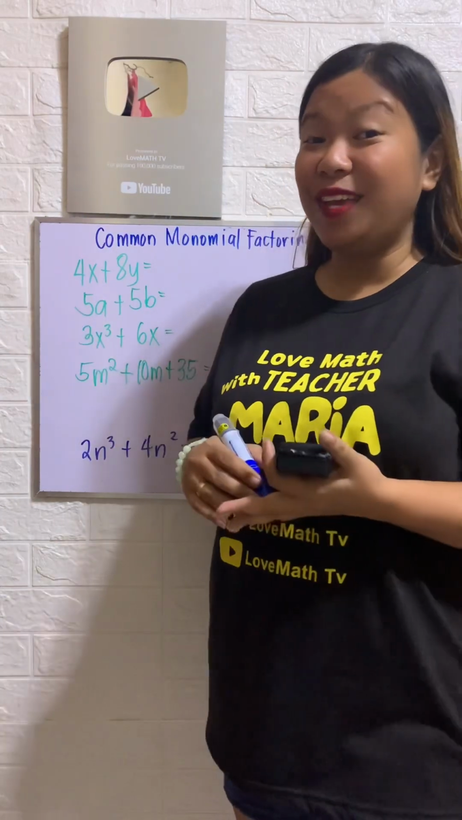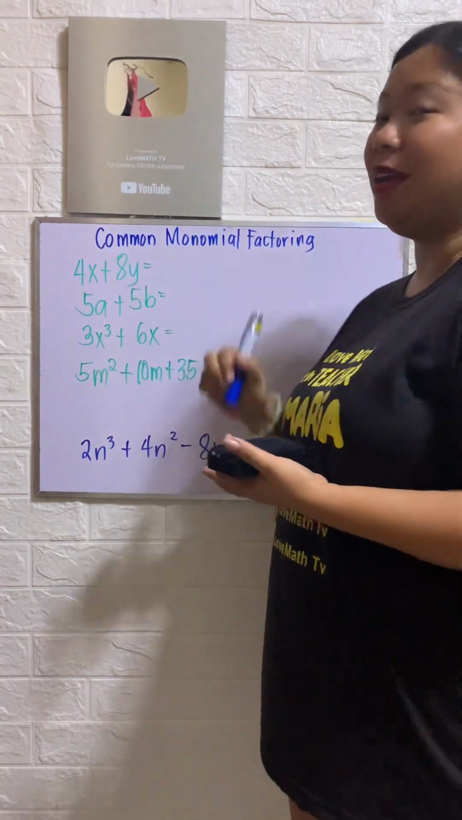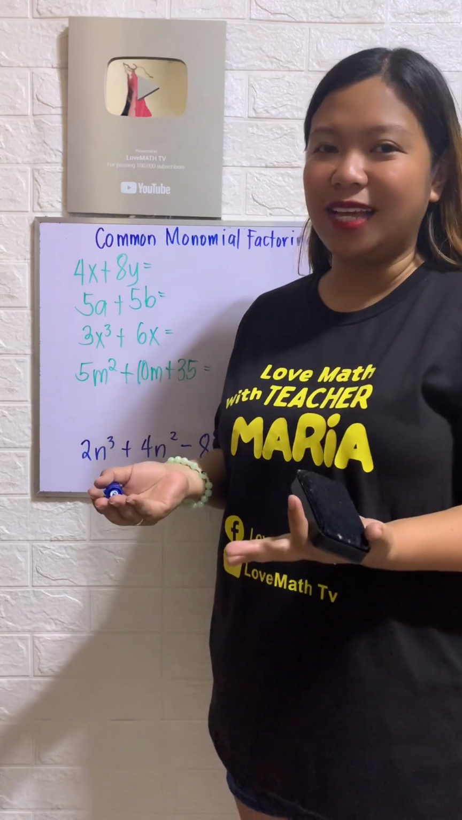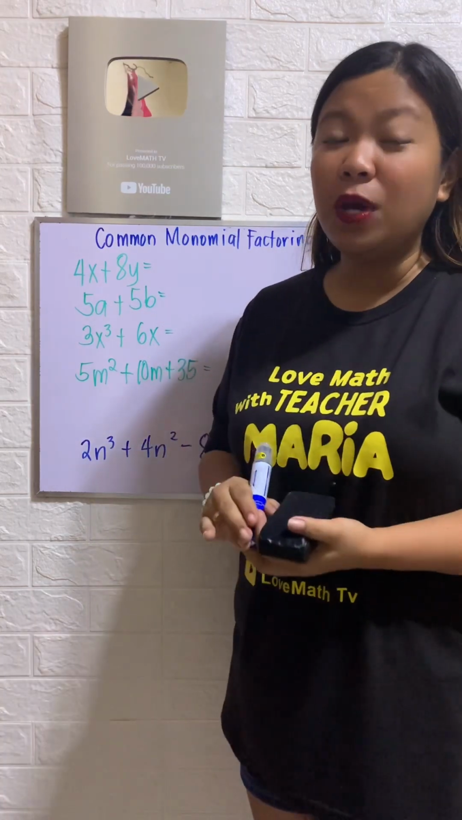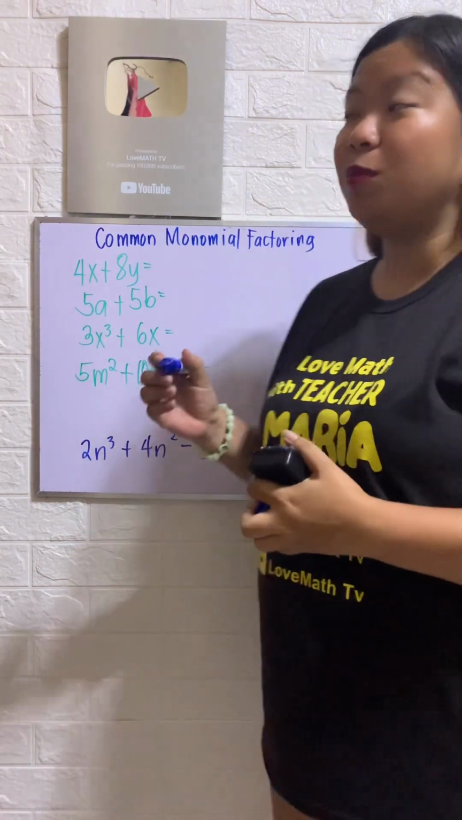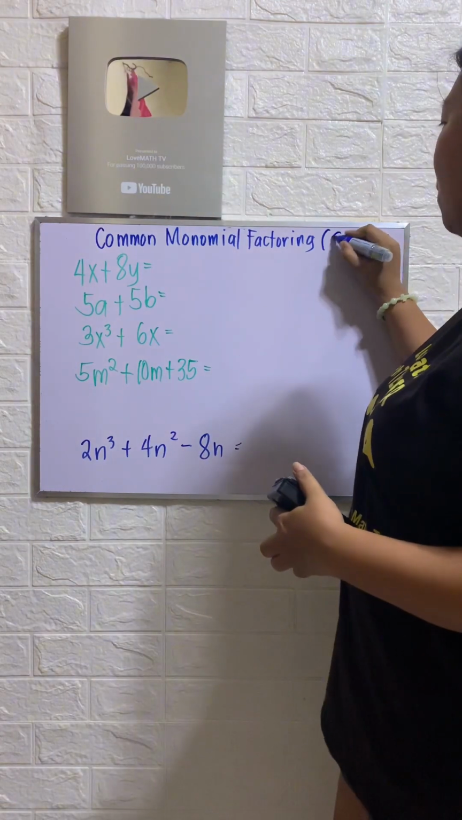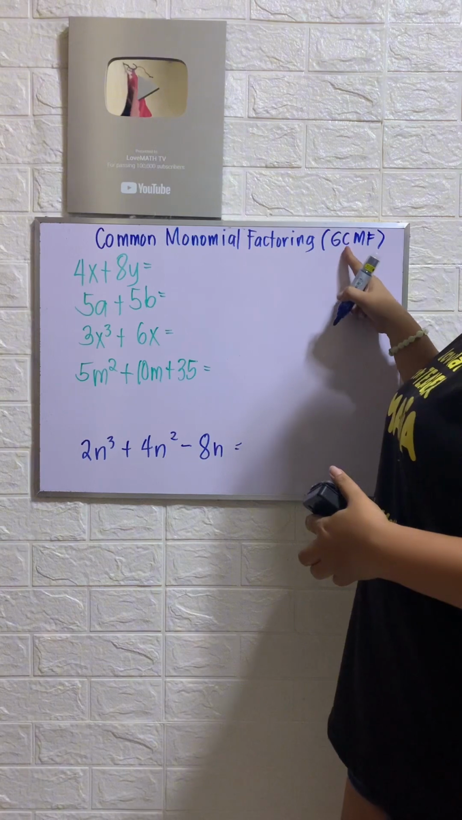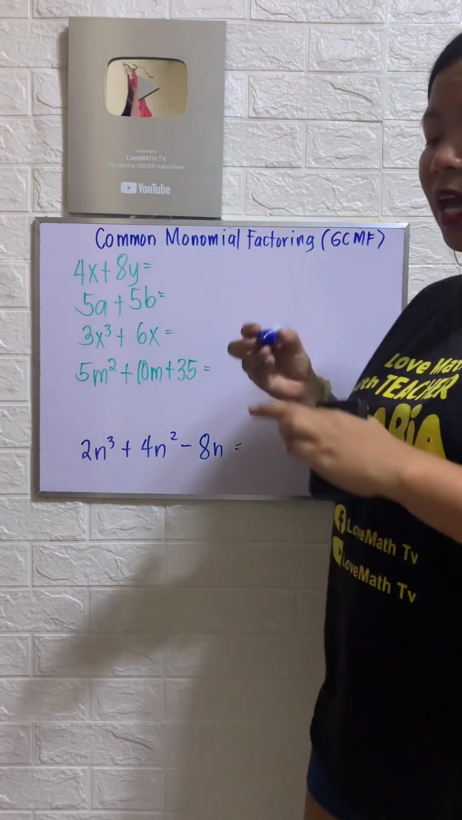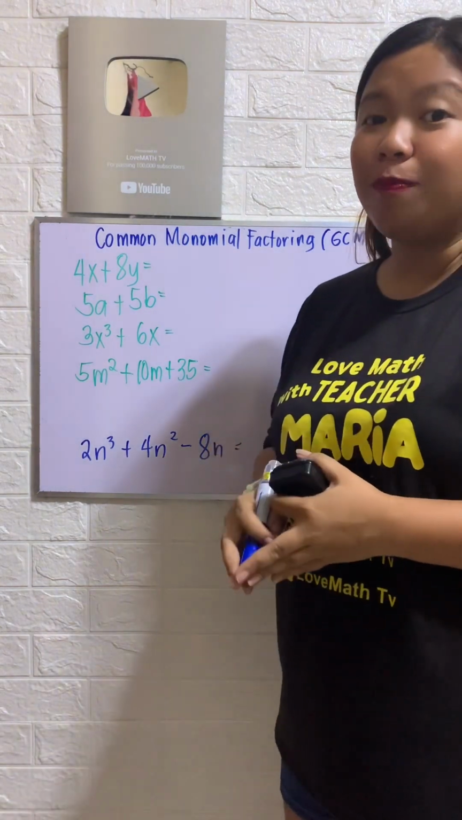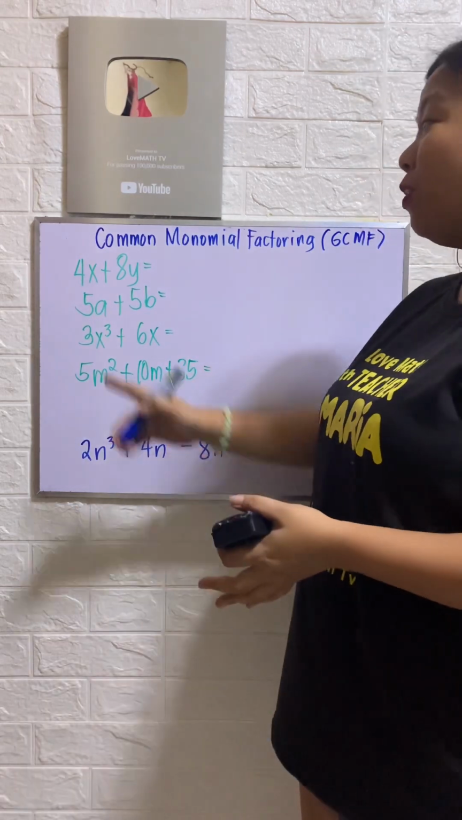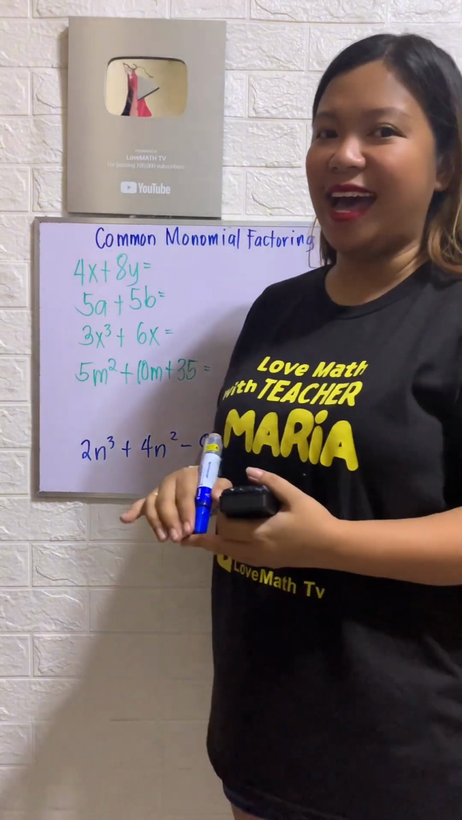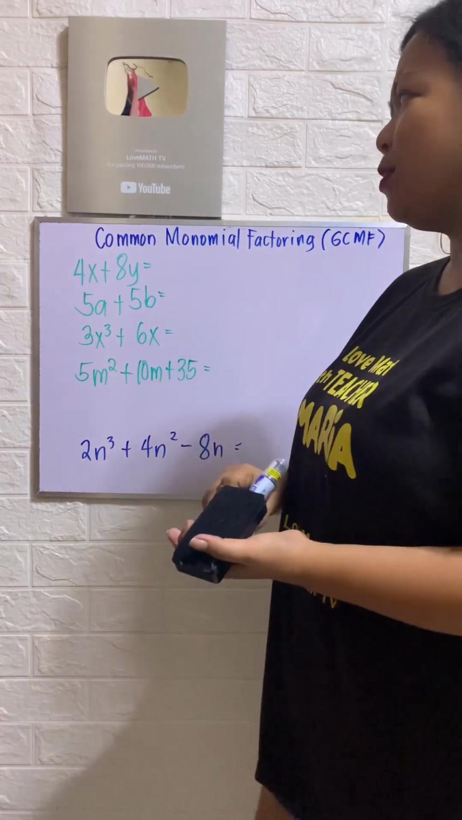Hi guys! Today, we are going to talk about common monomial factoring. So, paano ba natin to ginagawa? First, we have to identify the greatest common monomial factor or yung tinatawag nating GCMF. Ulit, greatest common monomial factor or ito yung pinakamataas or yung pinakamalaking factor na common dun sa mga terms na binigay sa atin. So, paano ba natin siya isa-solve?